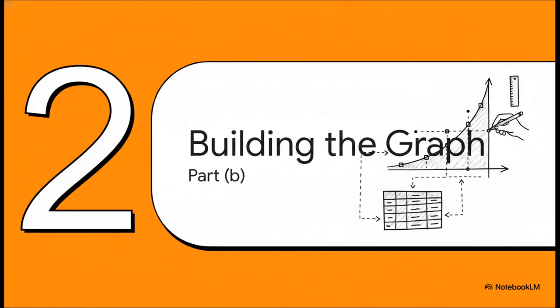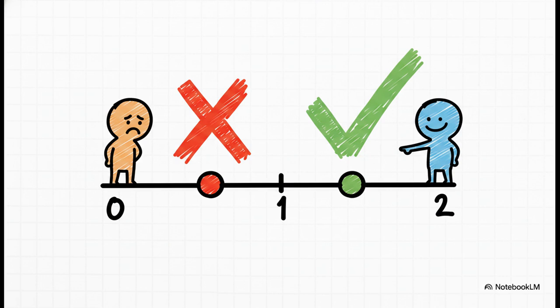All right, part B. Let's see how this builds. Now we take the numbers from our table and turn them into a picture, the cumulative frequency graph. This is where you've really got to be precise. Okay, listen up, because this is probably the number one spot where people lose marks. You have got to plot your points against the upper end of the class interval.